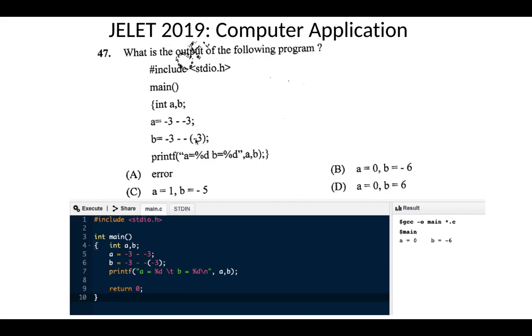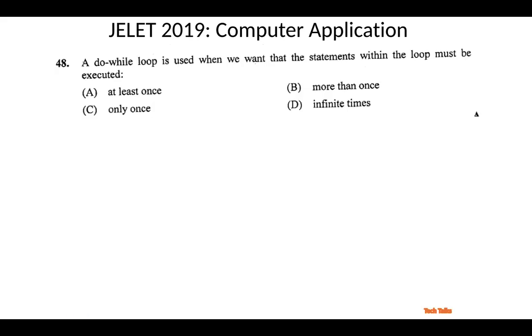So this will be minus into minus, so plus 3, then outside one more minus, so that is minus 3 minus plus 3. Plus minus means minus, so minus 3 minus 3, that is 6. Okay, let's go to the next question.